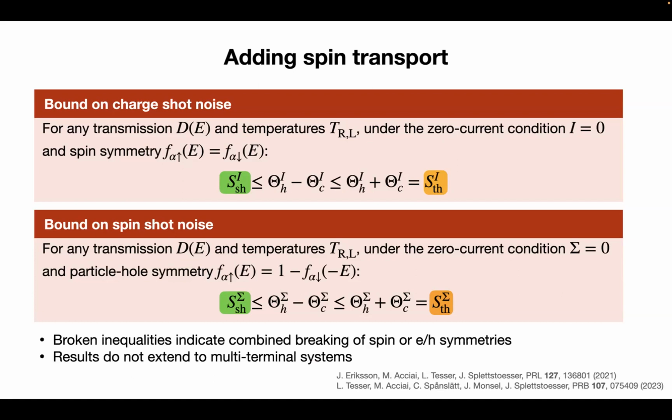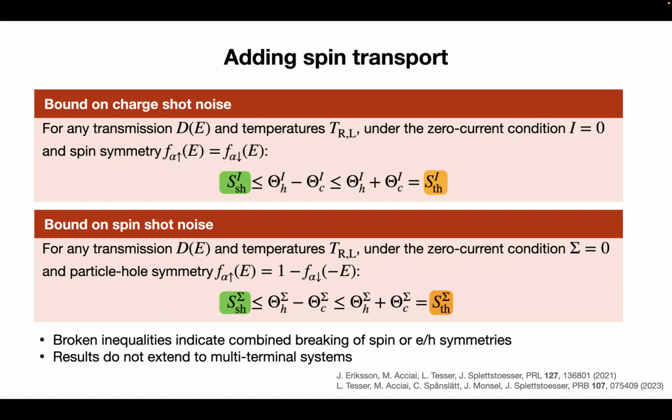So when these inequalities are broken, this indicates that these symmetries that we need for the proof are broken. And this also means that the results do not extend to multi-terminal systems, because with a simple case of spin preserving scattering, you can argue that a system which is not spin degenerate can be effectively seen as a multi-terminal system.